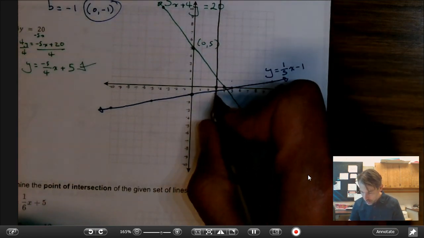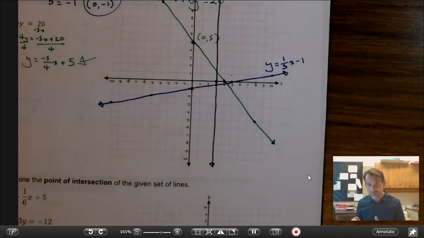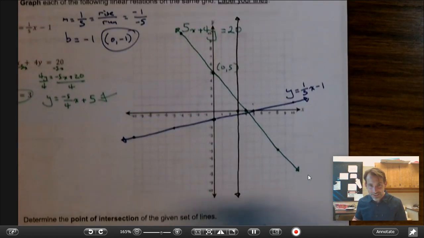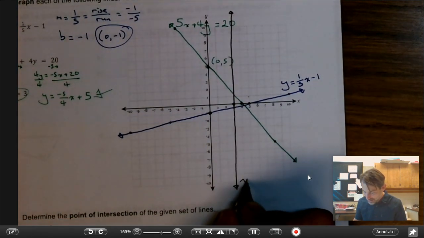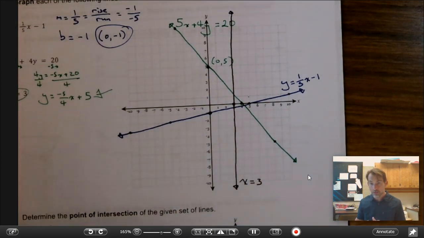Together these three lines make a little triangle, and then I might ask you to find the area of that triangle in grade 10. All right, so there's the line x equals 3. It's a vertical line, and horizontal lines are of the form y equals 5 or something like that. All right, so that's all the graphing.